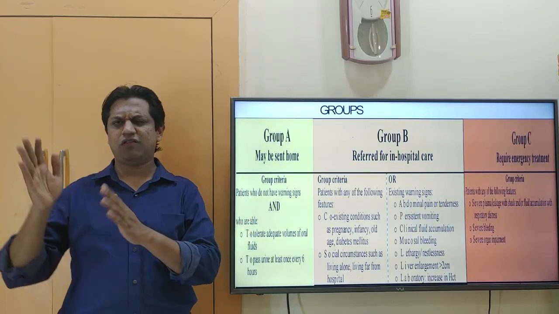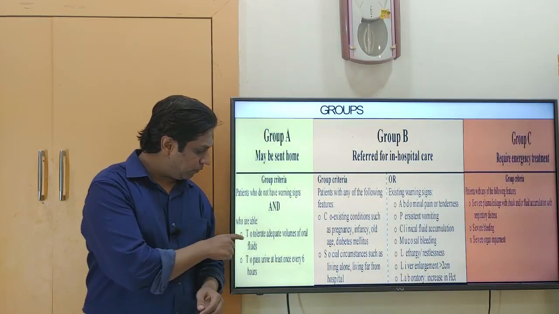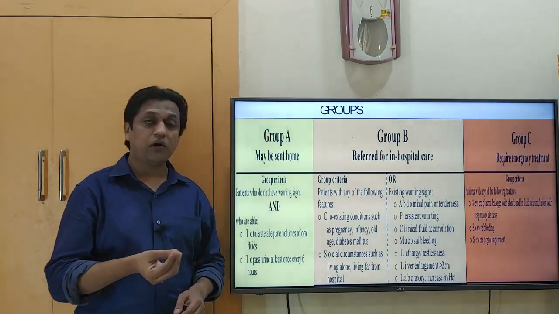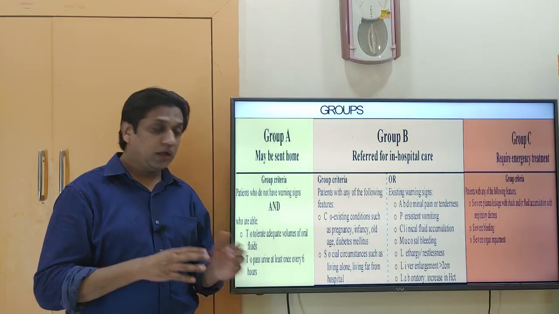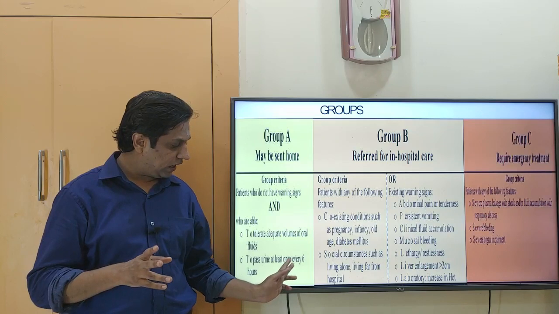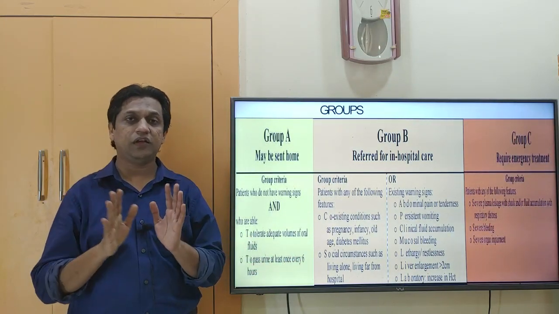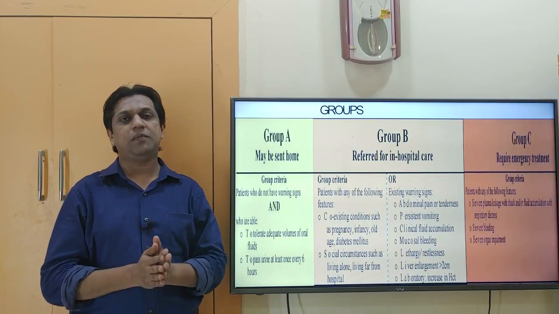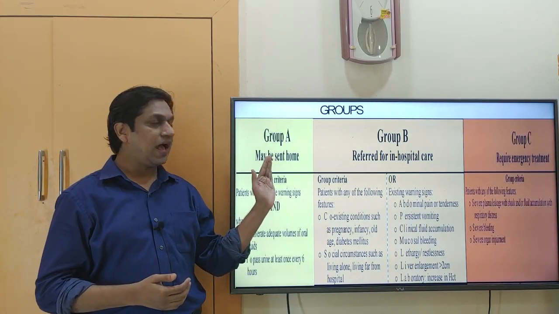Okay, they have just a viral fever and all the vital signs are stable, and most importantly, they can tolerate oral fluids. They can take the oral fluids, and the urine passage is normal, that is at least once every 6 hours. So the oral intake is okay and urine passage is also normal. Such stable patients can be sent home. These patients are considered as Group A.